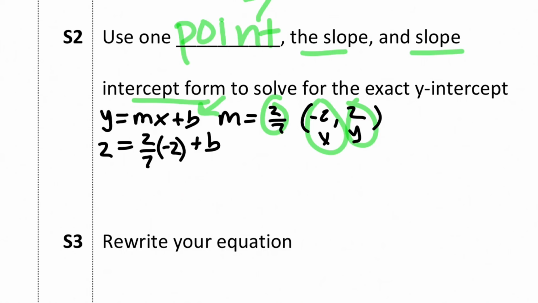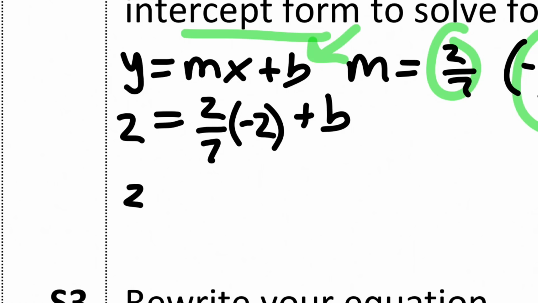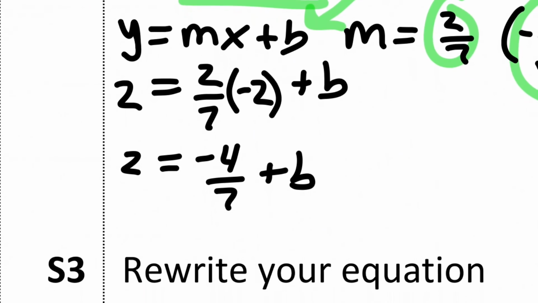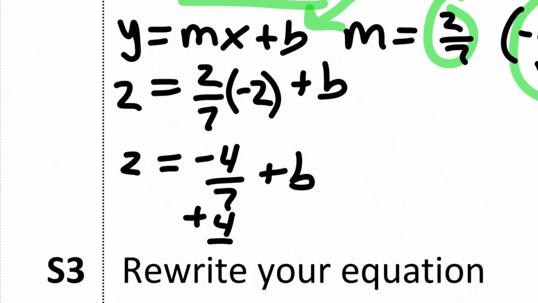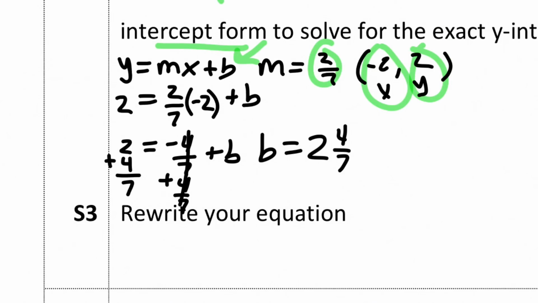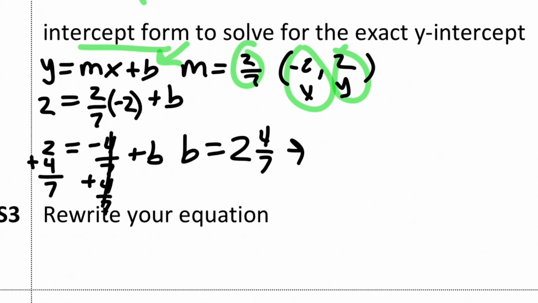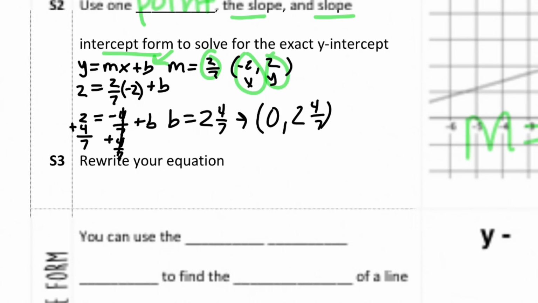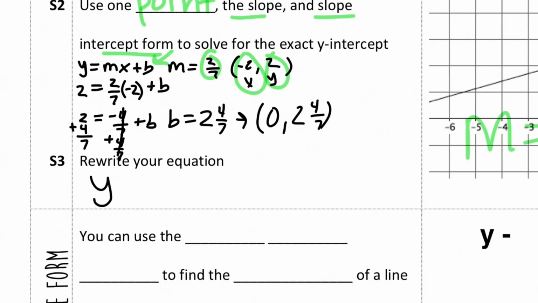So I'm going to multiply here. I have 2 equals -4 over 7ths plus b. To get rid of this -4 over 7ths, I'm going to add 4/7 to both sides. And I'm left with b equals 2 and 4/7. And this should be my y-intercept. So I know my y-intercept should be (0, 2 and 4/7). And now I can write my final equation. So I'm going to write y equals, I know my slope is 2 over 7, and I know my intercept is now 2 and 4 over 7.